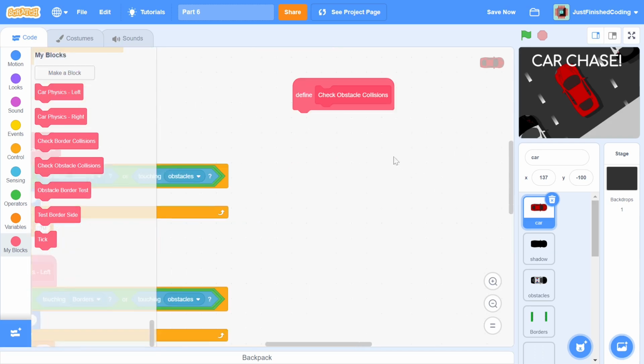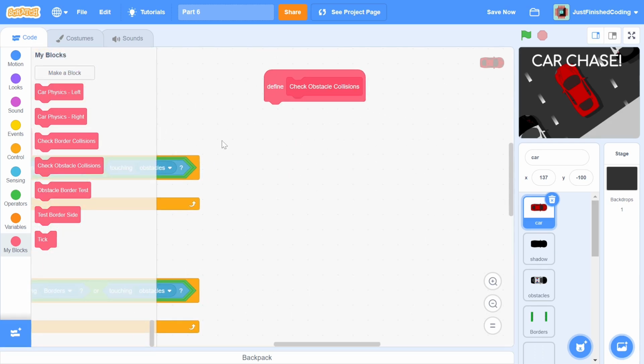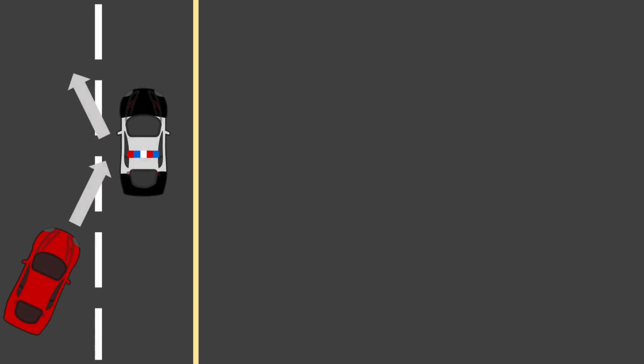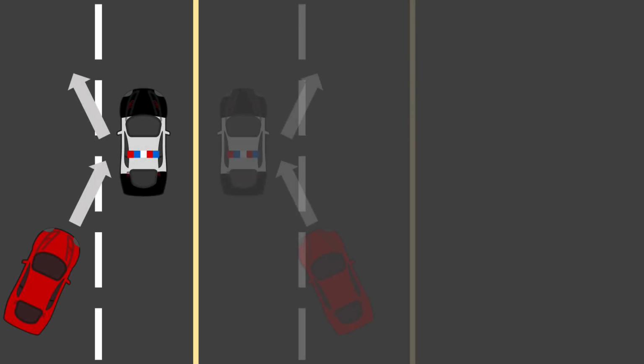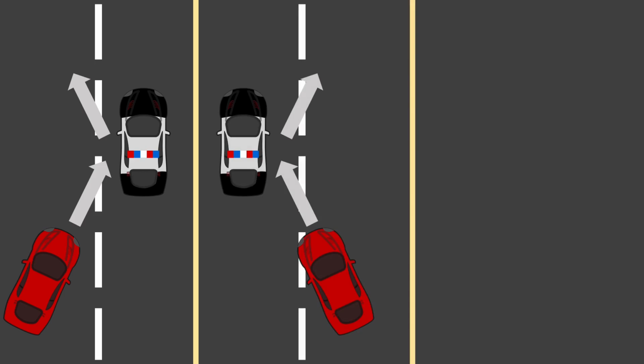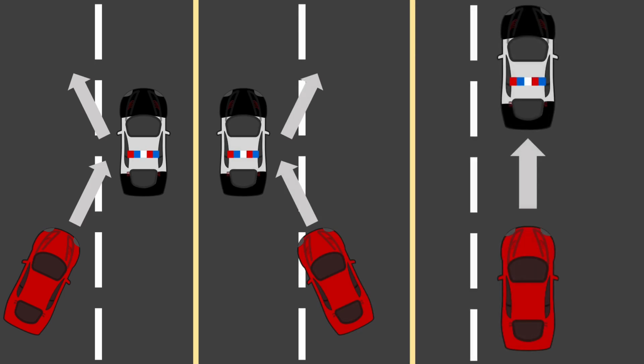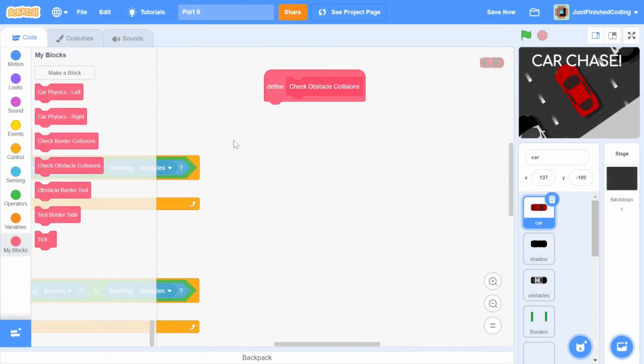Just like with the borders, there are three main possibilities. In the first case, the car could hit an obstacle by moving rightwards. In the second case, the car could hit an obstacle by moving leftwards. In the third case, the car could hit an obstacle straightly without moving. Let's program these cases one by one.